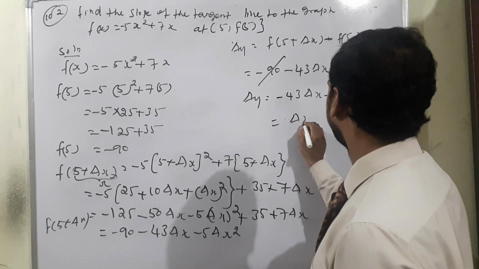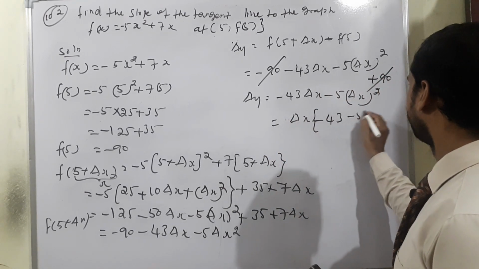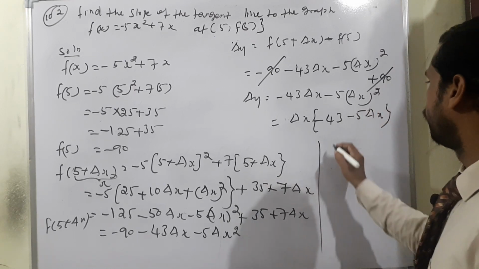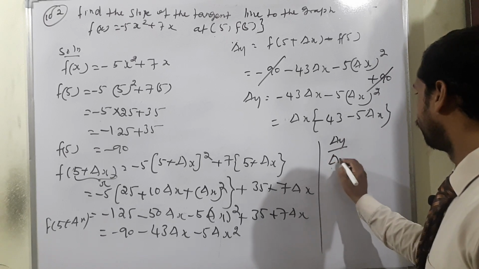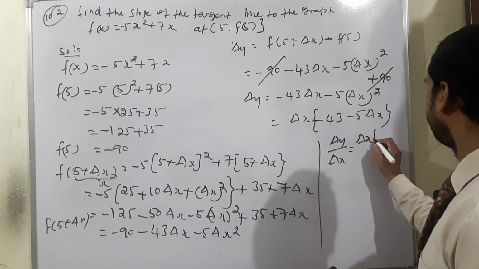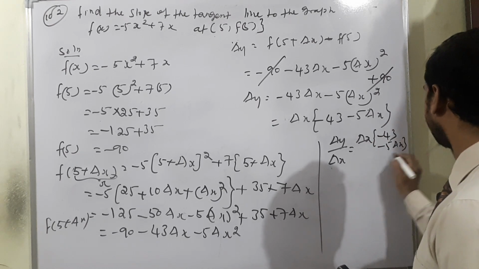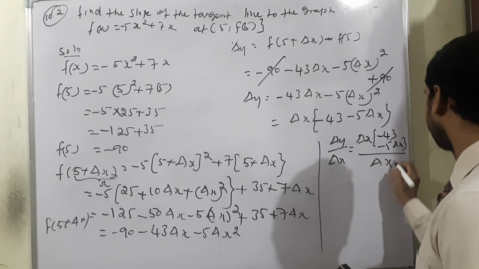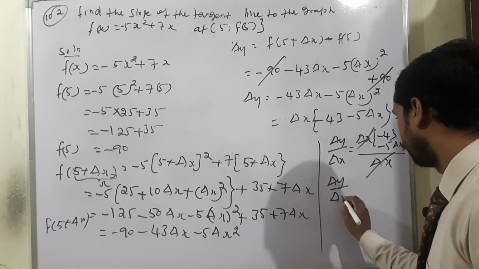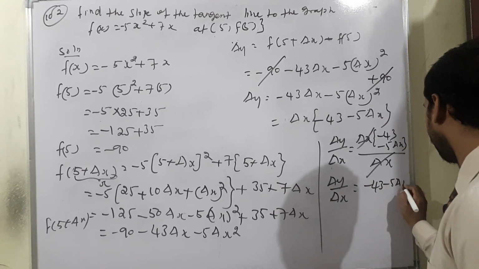Again del x take common outside means what will happen? So minus 43 minus 5 del x. Okay. Now I am moving to del y by del x. So del y by del x is equal to, already del y we found, what the answer? Del x into minus 43 minus 5 del x, the whole term divided by del x. Again del x cancel. Therefore del y by del x is equal to minus 43 minus 5 del x.